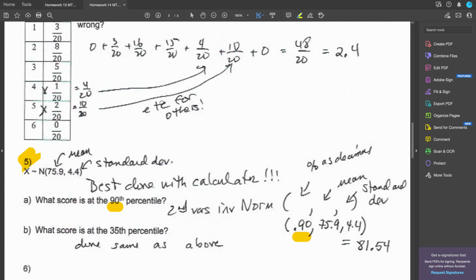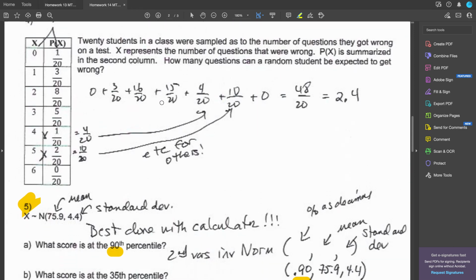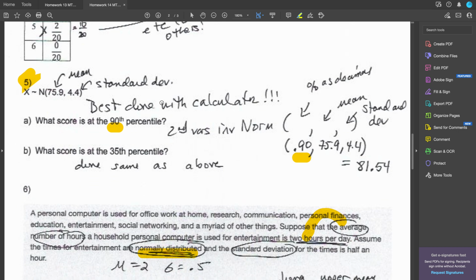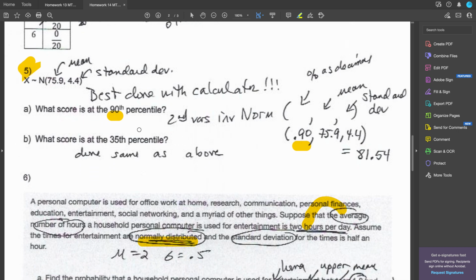Now we shoot to number 14, and again, doing very similar questions. I wanted to talk about number 5. I'm only going to do letter A. I'm not going to do letter B. 90th percentile, we're going to do second VARS, inverse norm again. You know norm because of normal curve right here. That's 0.90 for the 90th percentile. 75.9 is the new mean, and 4.4 is the standard deviation.